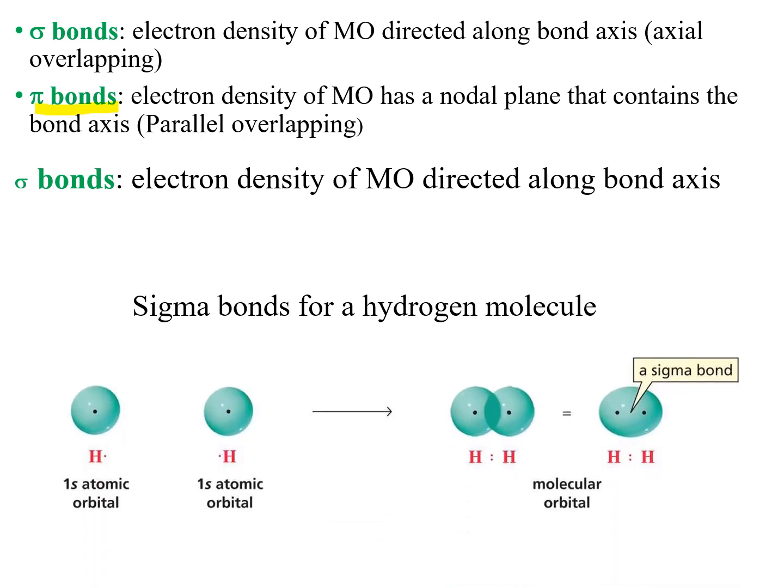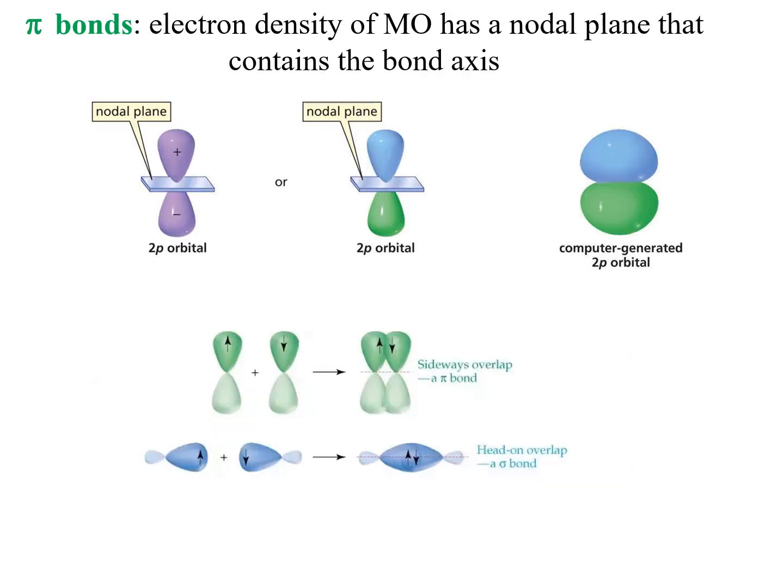Here is the sigma bond for the hydrogen molecule. The atomic orbital of one hydrogen and the atomic orbital of another hydrogen combine to give a molecular orbital. Here, head-to-head overlap is formed, so it is a sigma bond. The next is the pi bond, that is parallel overlapping or sidewise overlapping.